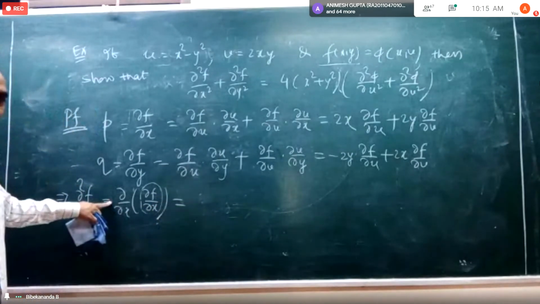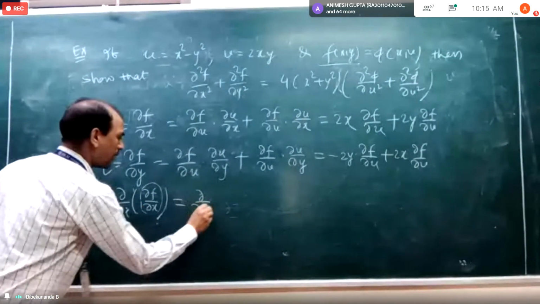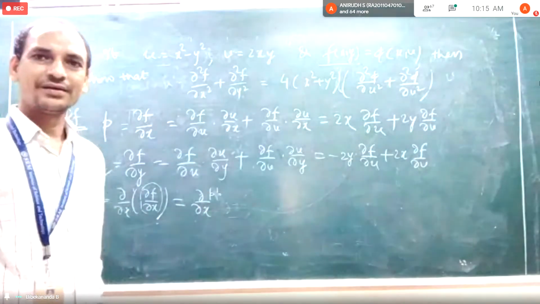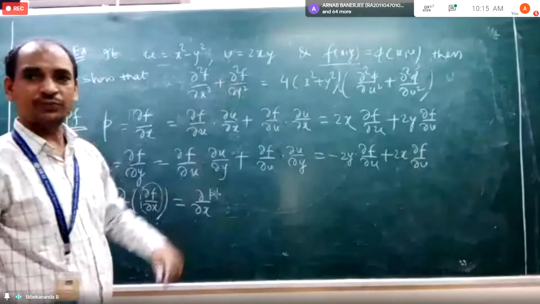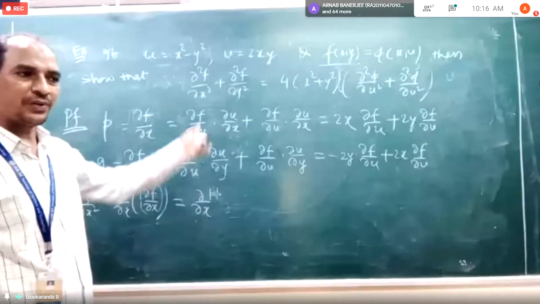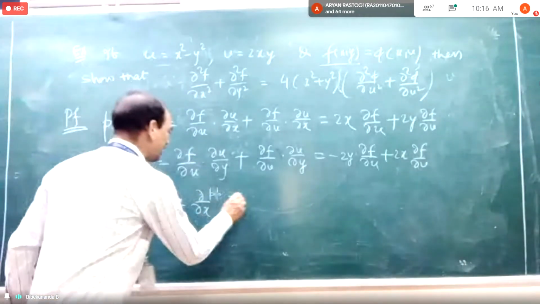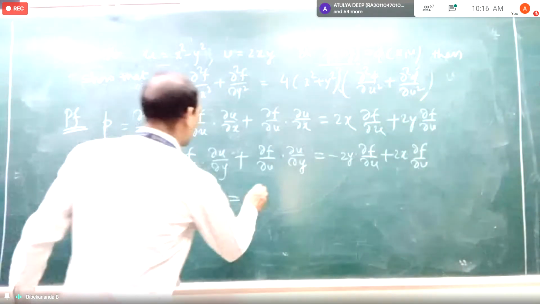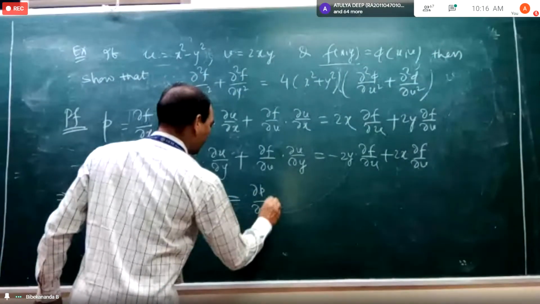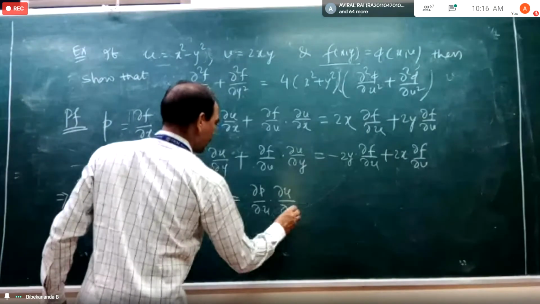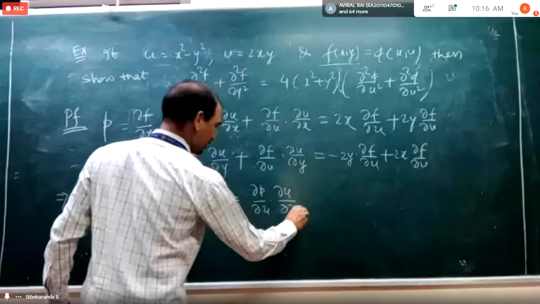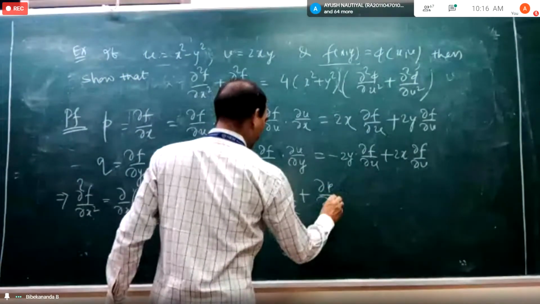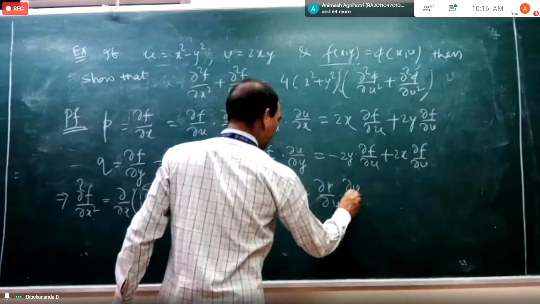You tell me. So dou p by dou x. Isn't it? Sir, p is a function of u and v. u and v are functions of x and y. So what will be the chain rule of this one? So dou p by dou u into dou u by dou x plus dou p by dou v into dou v by dou x.